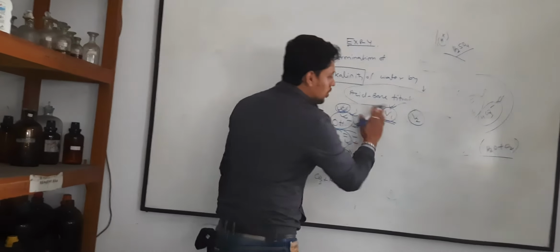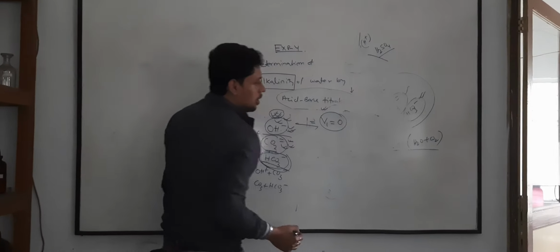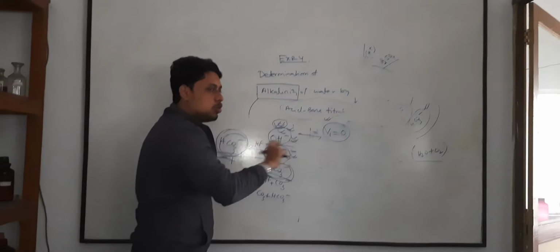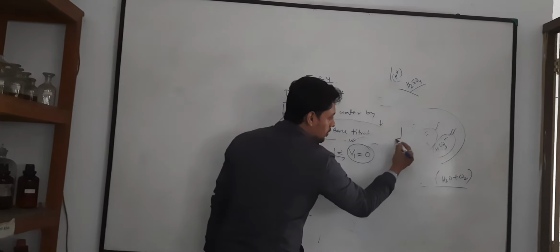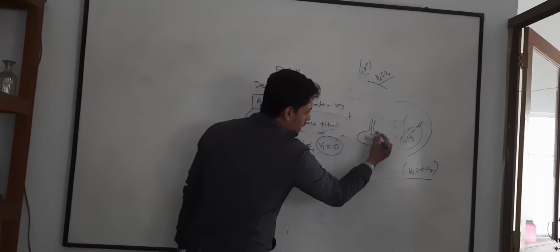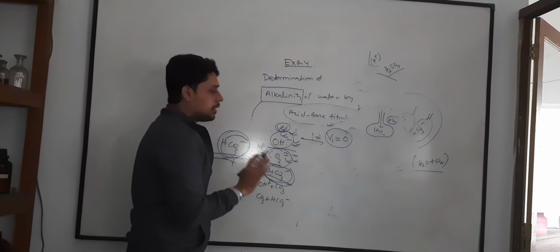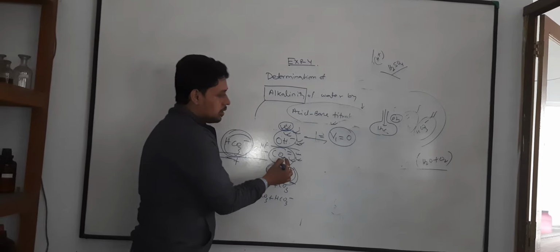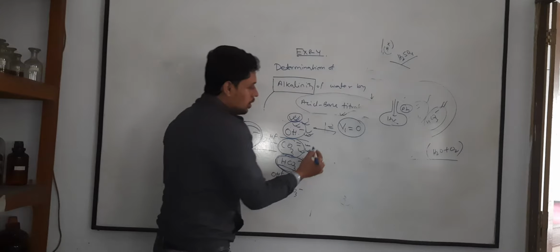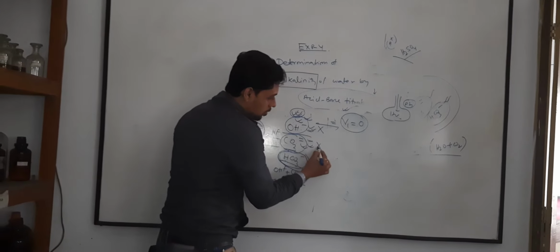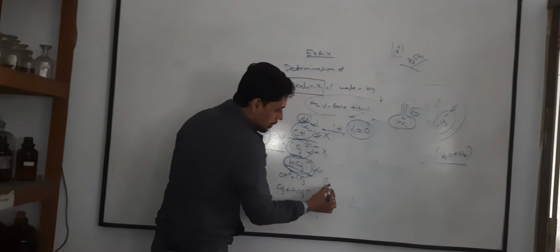Now let us say your V1 equals 0. That means when you have added phenolphthalein, there will be no color change. Then what happens? When initially I add phenolphthalein and there is no color change, that means my solution doesn't contain any OH minus or carbonate. So if your value of V1 is 0, then there will be no OH, no carbonate. That means there will be only bicarbonate. It is possibility number 1.